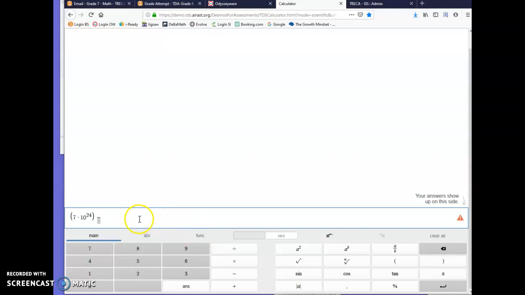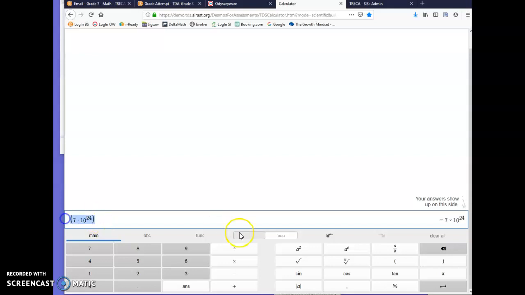Divided by. All right, so notice now, when I press the divided by, it doesn't really show up on the top, so I'm going to see if I can copy and paste that into there, and I can't. So it takes some trial and error sometimes.